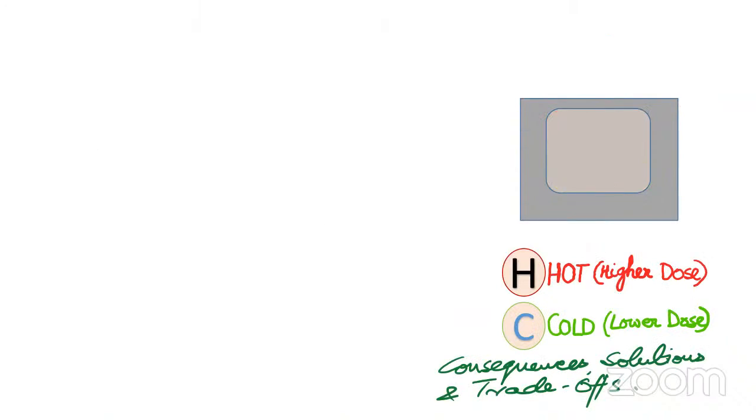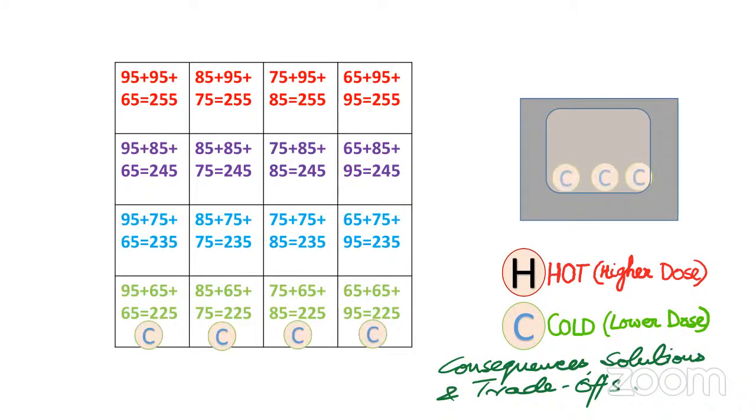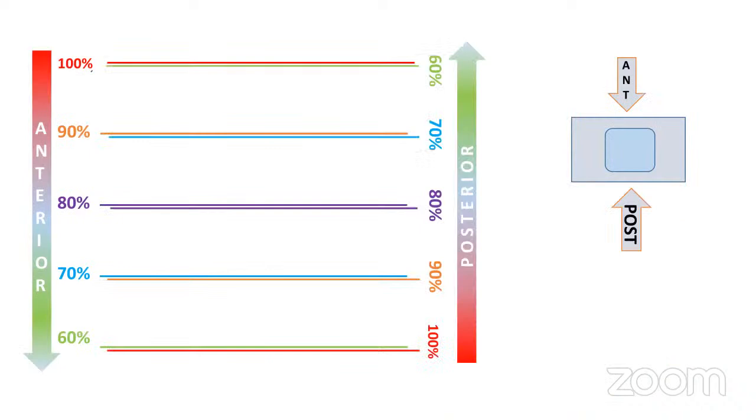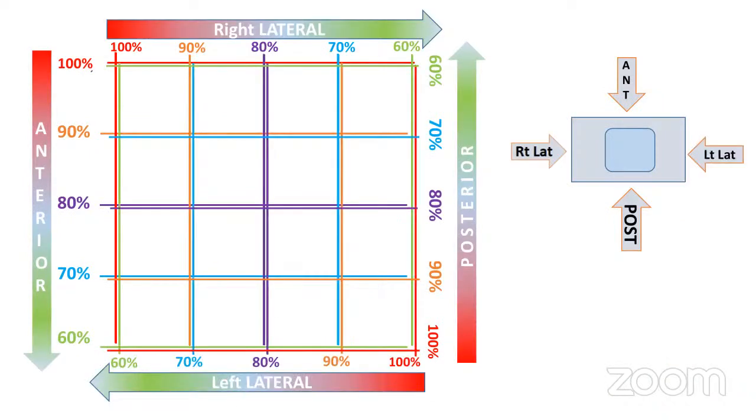Now I am showing this, a 4-field box. In a 4-field box, who would predict? You just write down. Imagine this is all going from 100% to 60% from the posterior field, 100% to 60% right and left lateral field again 100 to 60, etc. So where will be the hotspot?